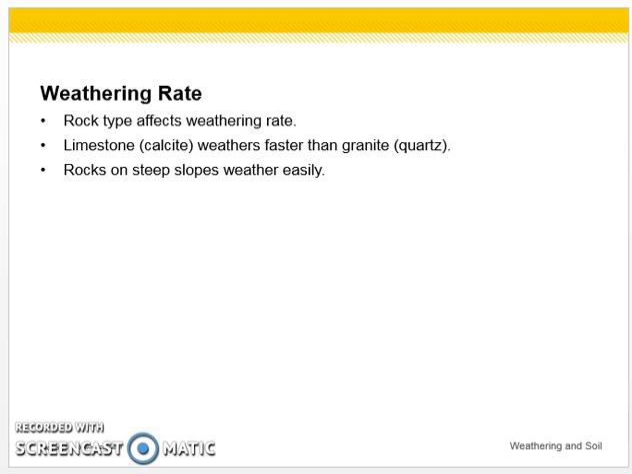Rock type affects weathering rate. Limestone, which is calcite, will weather faster than granite, which is made out of quartz. Rocks on steep slopes will weather easily as well.